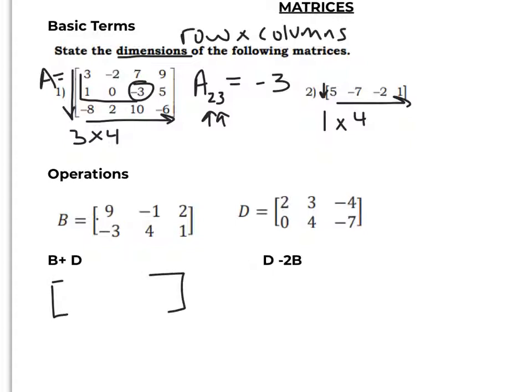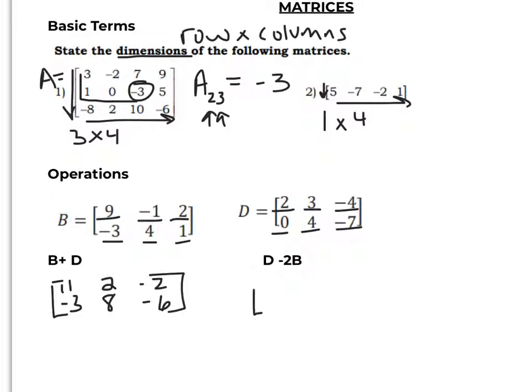So 9 plus 2 is 11. -1 plus 3 is 2. 2 minus 4 is -2. -3 plus 0 is -3. 4 plus 4 is 8. 1 minus 7 is -6.